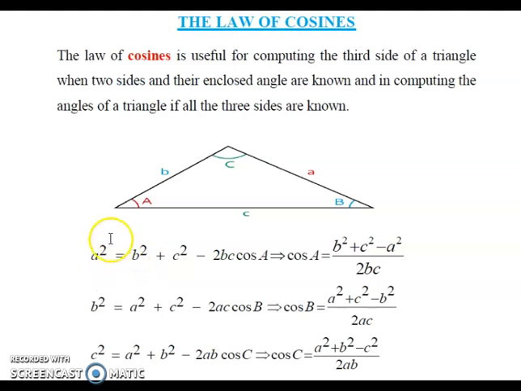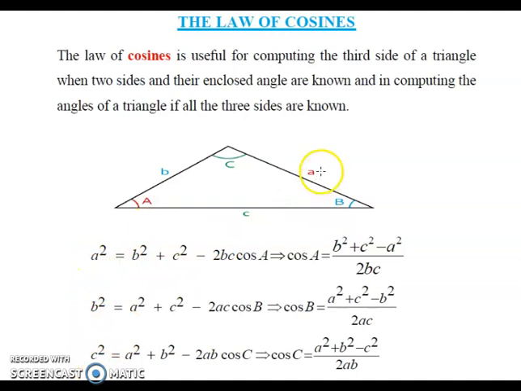a square is equal to b square plus c square minus 2bc multiply cosine A. b square is equal to a square plus c square minus 2ac cosine B. c square is equal to a square plus b square minus 2ab cosine C. If we know two sides and the enclosed angle, we will use these three rules.